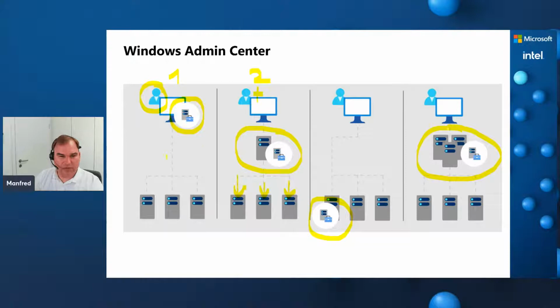So our services are still running on our target hosts. If Windows Admin Center is down, if we have an issue there, our services on the target nodes are still running because we don't have a mandatory interaction between them.